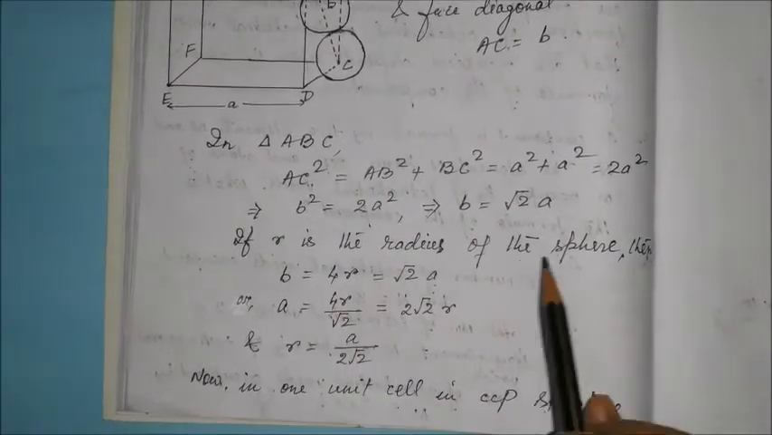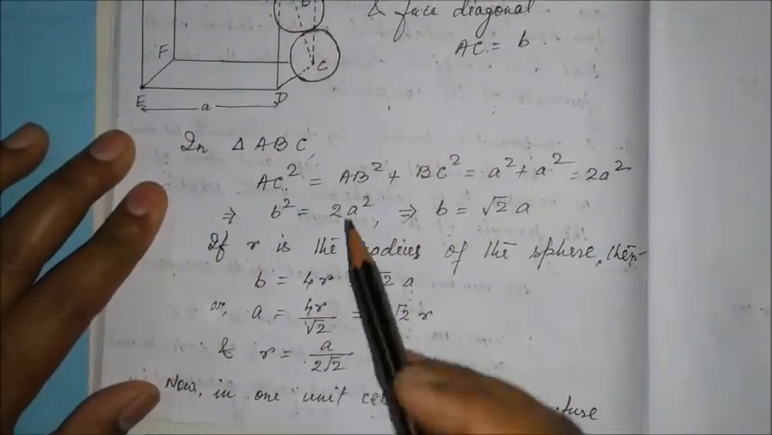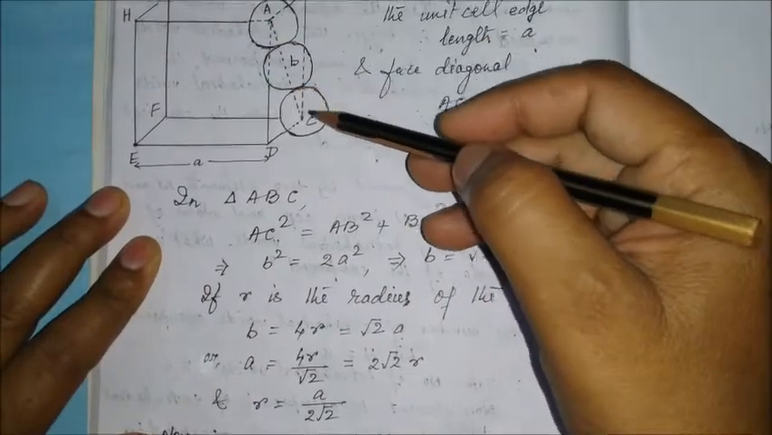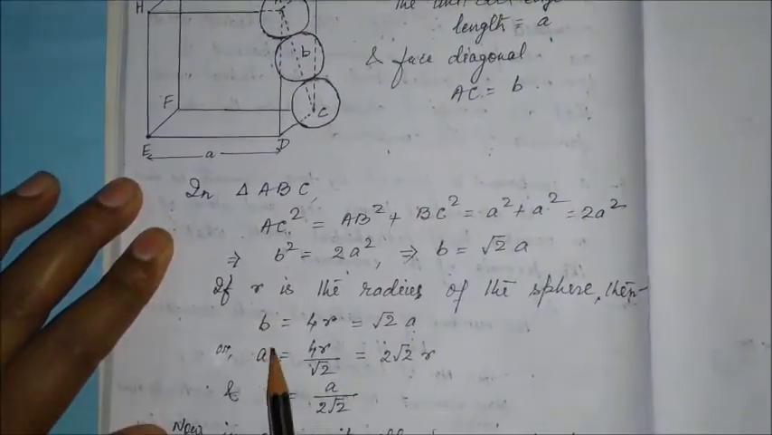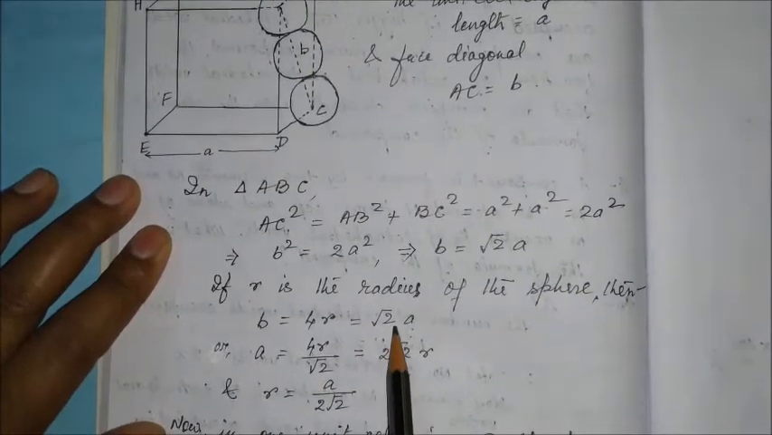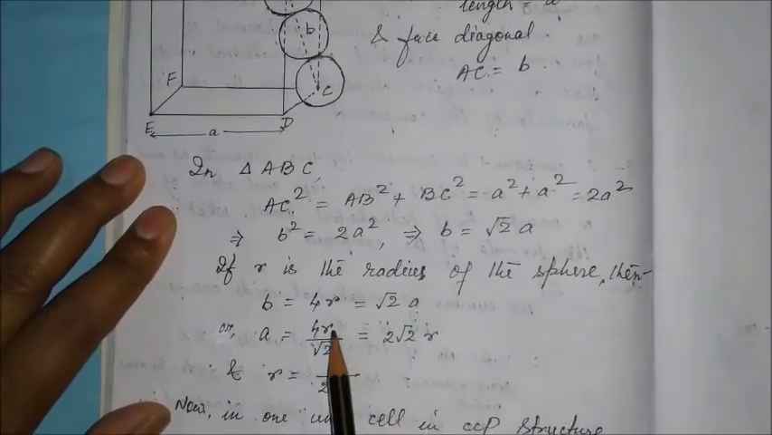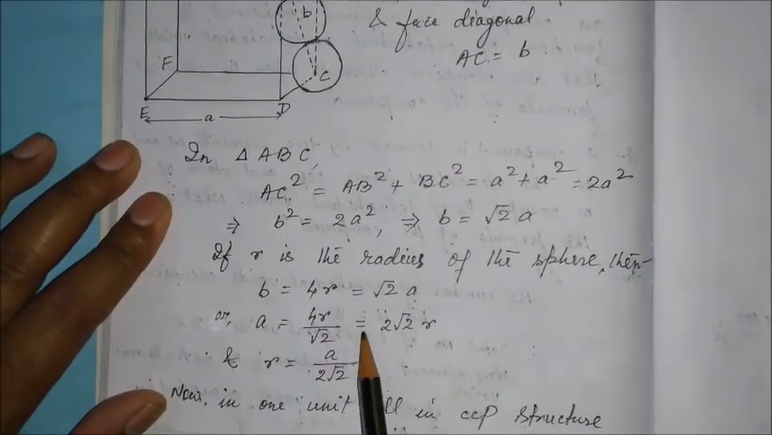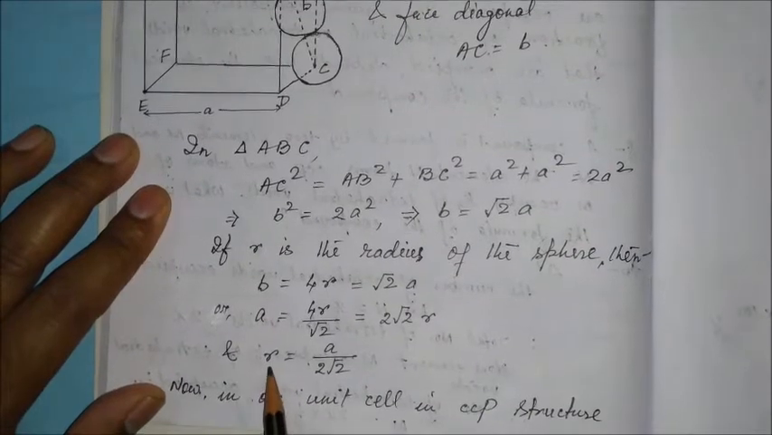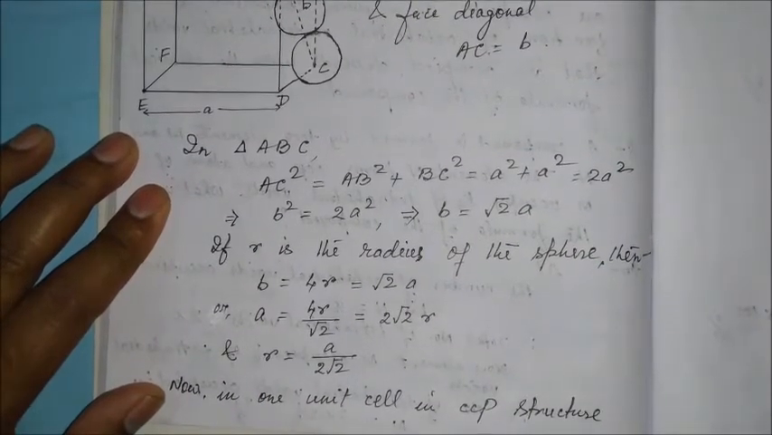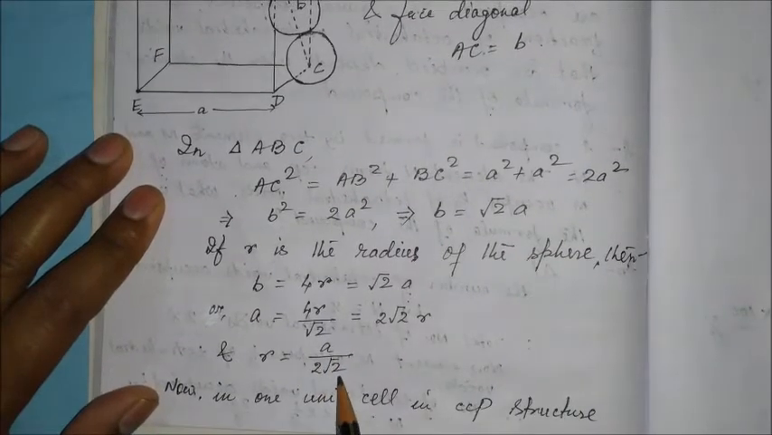If r is the radius of the sphere, then b is equal to 4r. In this case, b is equal to 4r, and b is equal to root 2 a. Therefore a is equal to 4r by root 2, and it comes to be 2 root 2 r, and the value of r can also be written like this: r is equal to a by 2 root 2.